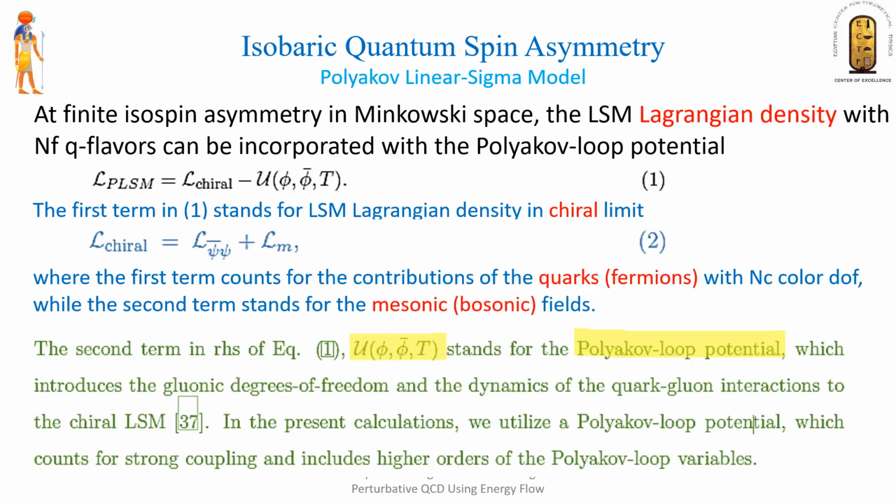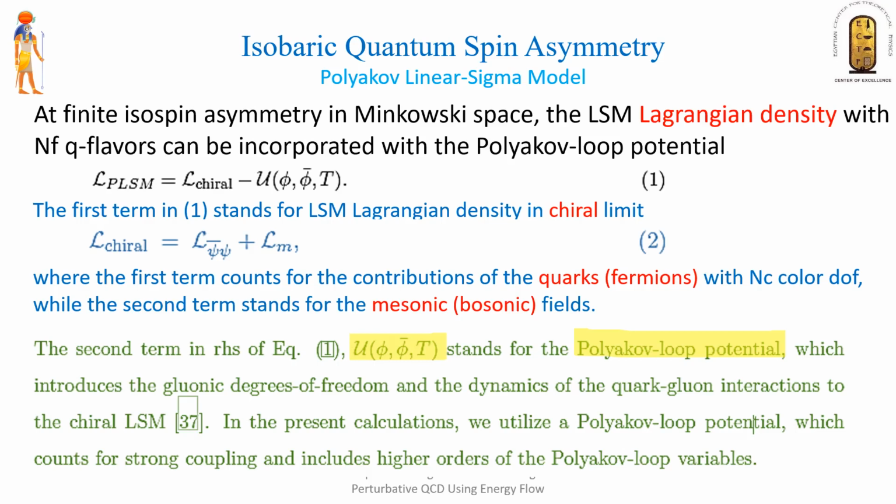I move now to the Polyakov linear sigma model and try to estimate the impact of the isospin chemical potential in it. I will start with the Lagrangian density, which in this case consists of two parts: the chiral part and the Polyakov loop part. The chiral part in turn consists of two parts: one for the quarks, which are fermions, and the other part for mesons, which are bosons here.